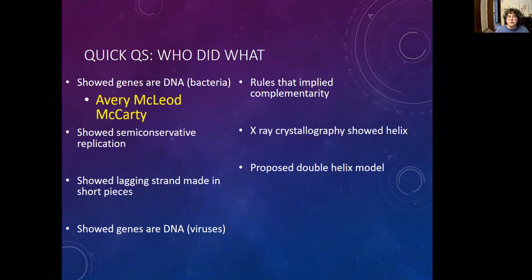Okay, who are the guys who demonstrated that DNA replication is semi-conservative? Now, Watson and Crick predicted that replication would be semi-conservative, but these guys actually showed that with density gradient centrifugation. That was Meselson and Stahl.